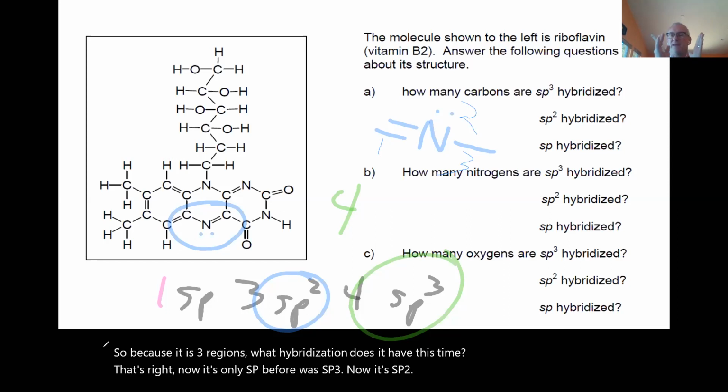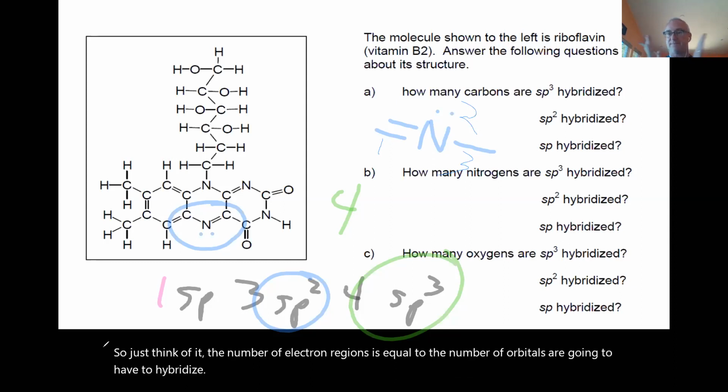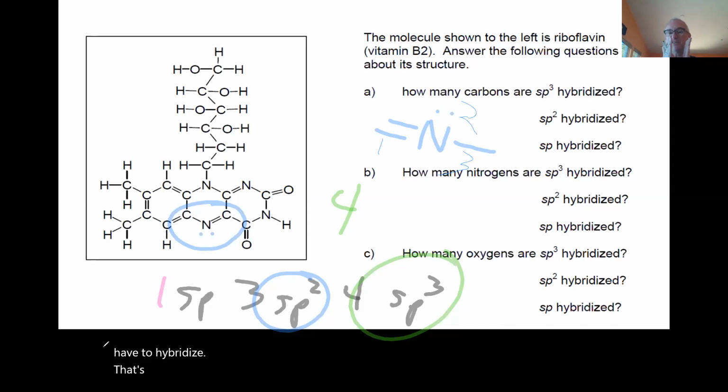Yeah. So just think of it: the number of electron regions is equal to the number of orbitals we're going to have to hybridize. If it has 3 regions, we're going to need 3 orbitals. If it has 4 regions, we're going to need 4. If there's only 2 regions, we're going to need 2.